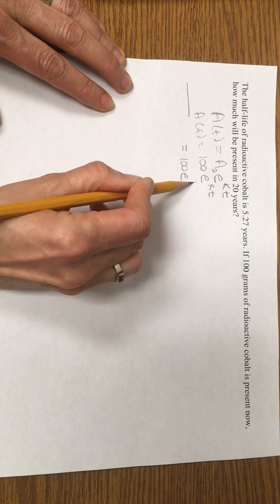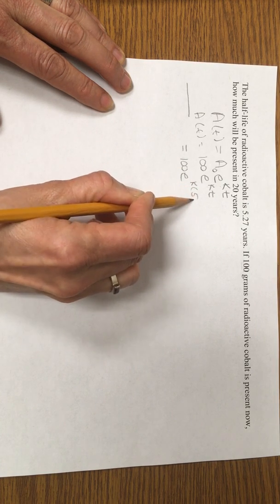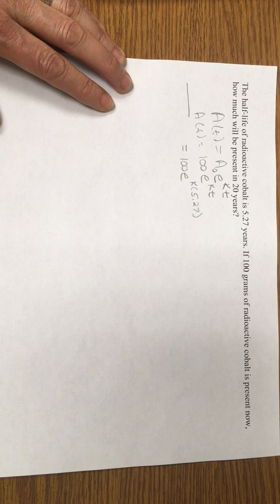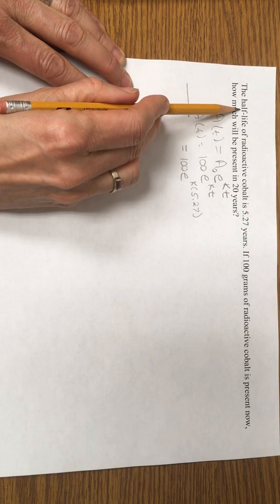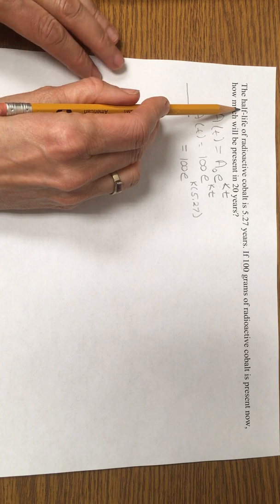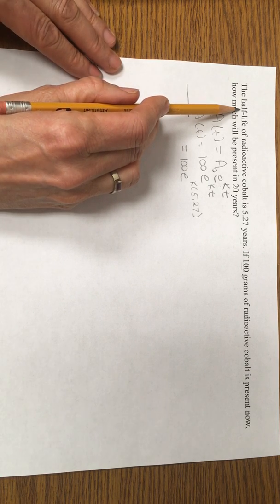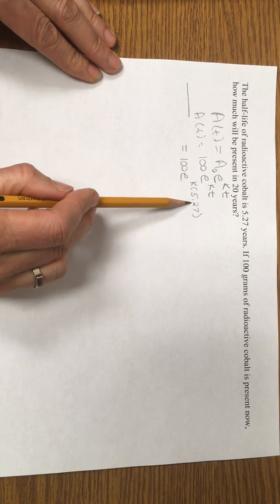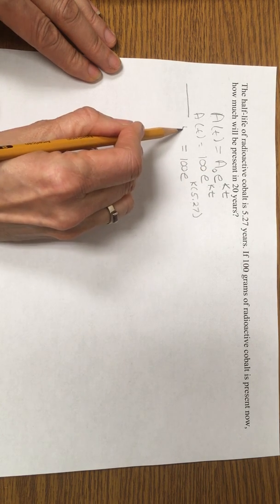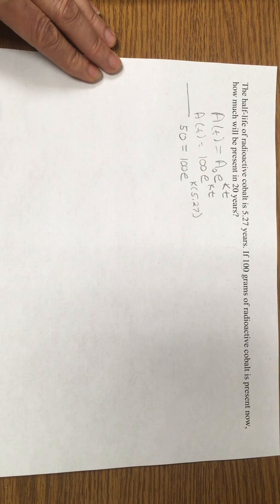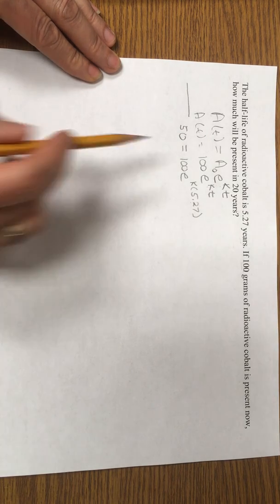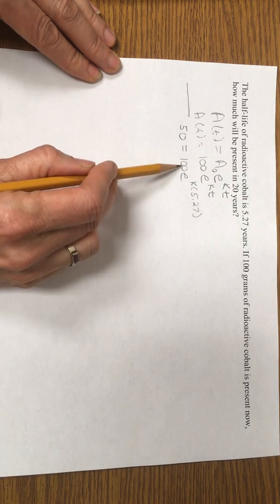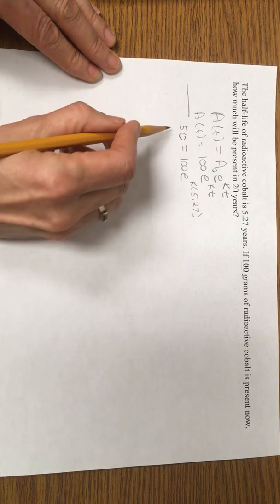100 e to the k times 5.27. Half-life, we've got to think about what that means. Half-life is the time needed for half of the substance to decay. So if we started with 100, after the half-life time, we're left with half of that, which is 50. Now we have an equation to solve for k. First step is divide out the coefficient.